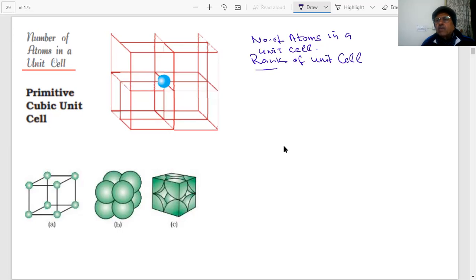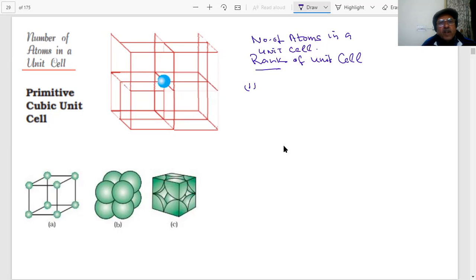Rank of the unit cell. How will we calculate the rank of a unit cell, students? First one we told you, primitive cubic cell, or simple cubic. So what will be the rank of the primitive cubic unit cell?